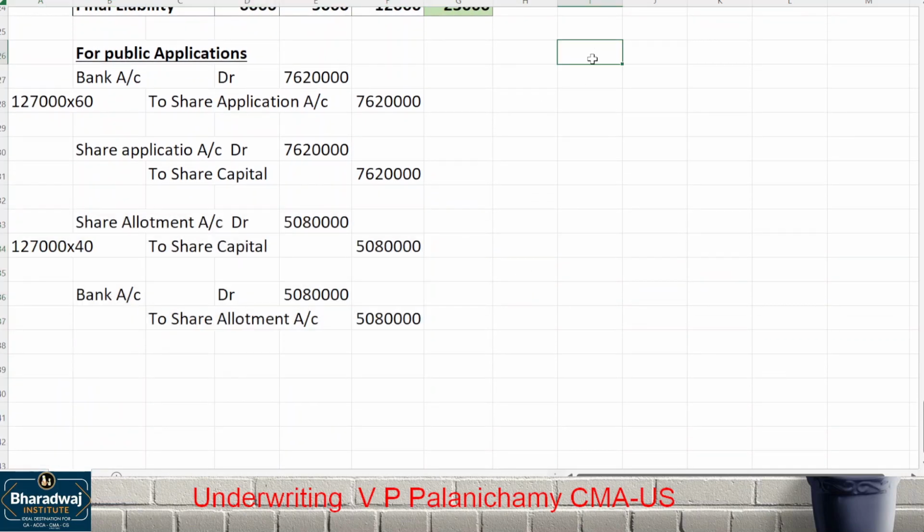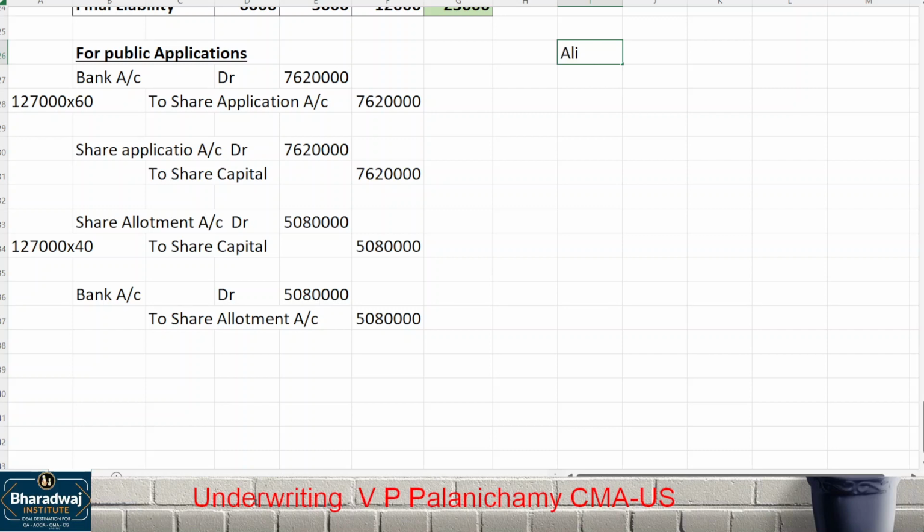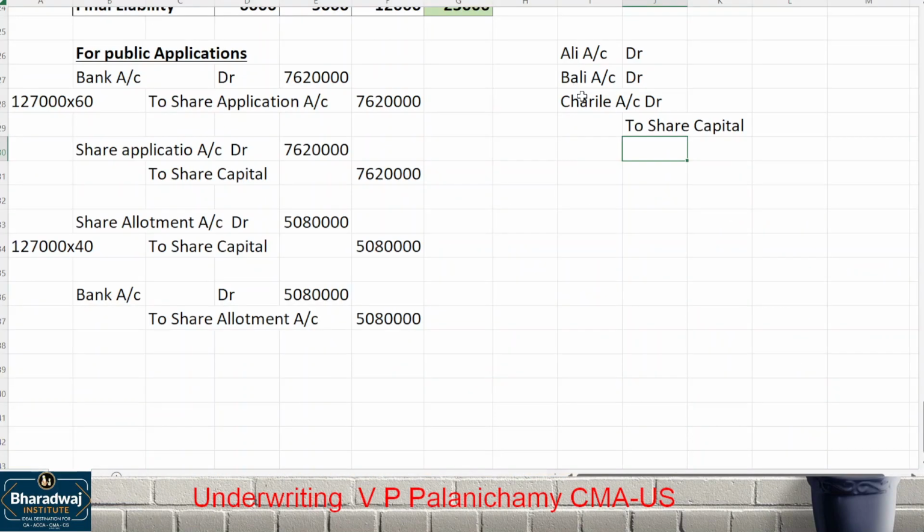Then for the shares given to underwriters, who are the underwriters? Ali account debtor, Bali account debtor, then Charlie account debtor to share capital. It's not application and allotment, they have to pay the whole money. Only for the public that 60-40 concept is applicable. For the underwriters, the 23,000 shares into 100 they have to pay.